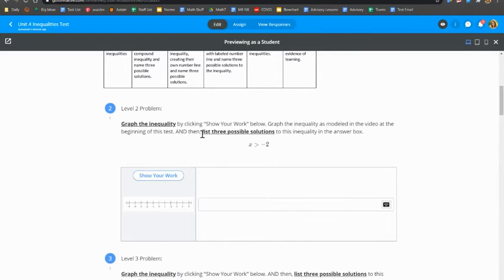Now the second part to that question was to list 3 possible solutions. So in the answer box, you need to write x is equal to maybe 5, 10, and -58, for instance. Maybe you're saying those are 3 possible solutions for x in this inequality. Obviously, this is just an example, not the right answer. But that's how you would do that. Make sure you have both parts.